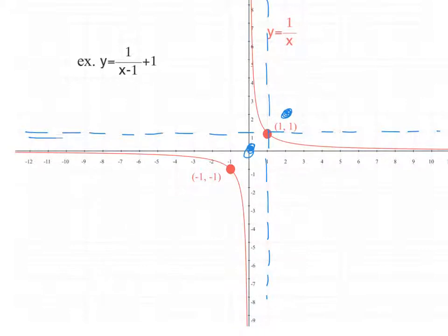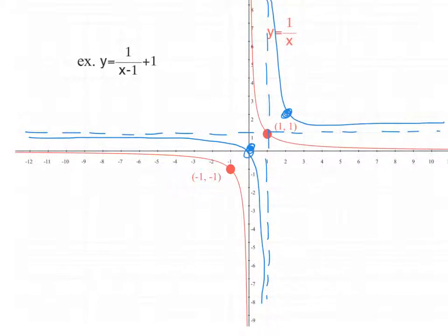So now I have enough to connect and draw this line. I'm going to make sure it goes through that point that I drew and bends around the asymptote.